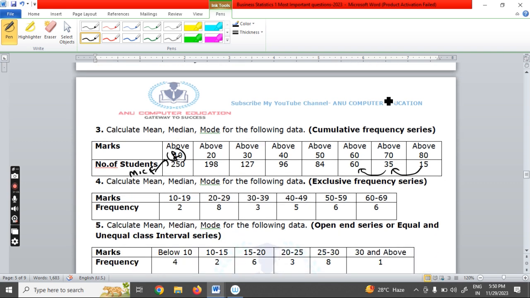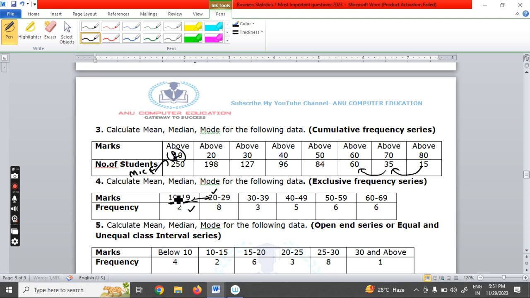And one more important problem is the exclusive class. This is also very important, and most of the students make mistakes. They need to understand what question is given. So what is the meaning of exclusive? For example, 10 to 19. Here 19 will be included in this class interval only. But the next class starts from 20. So there is a gap, the link is missing. So what do we have to do now?